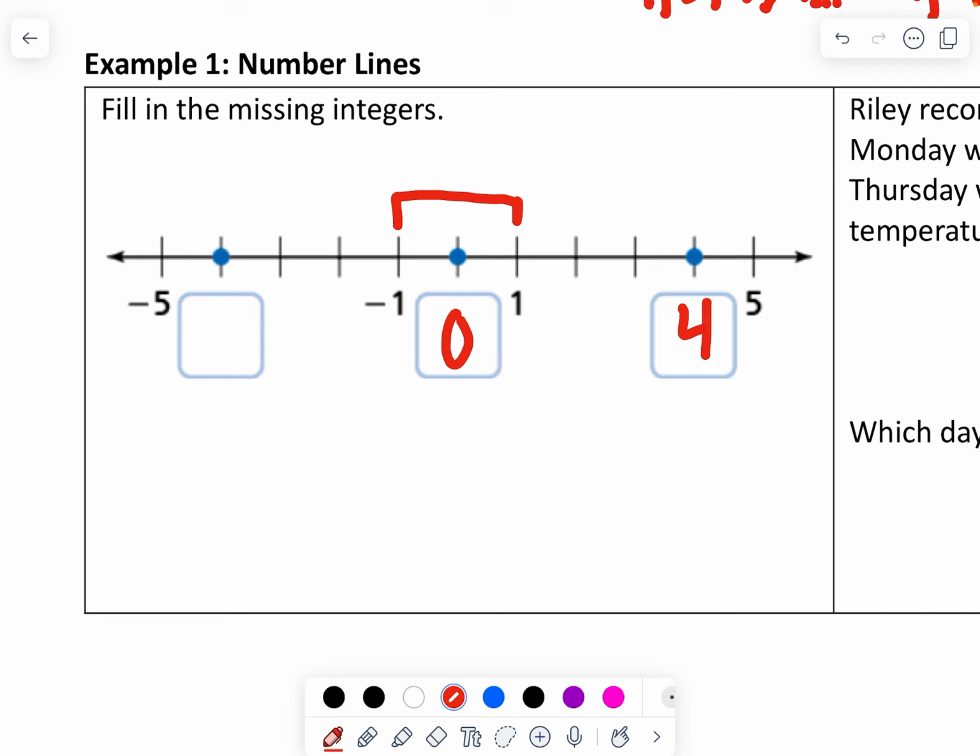Now when you write a positive number, you do not need to have a plus sign in front. Okay, I just know that that's a +4. But if we were to write a negative number like a -4, which would go here, you have to have that negative sign. If you didn't and you just put a 4, that would be wrong because +4 and -4 are different.